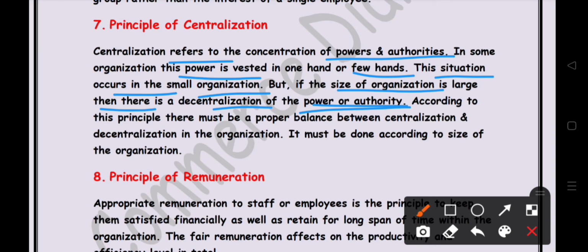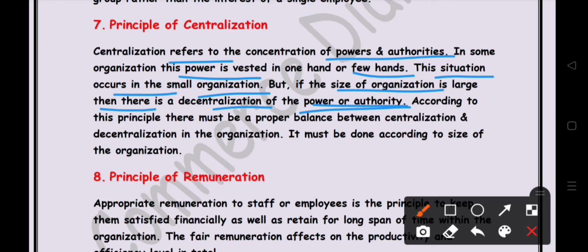So in this kind of organization, we can use centralization, which means one authority will take all the decisions, and he will give all the commands to the people working under him. But if you are working in a larger organization, then you must follow the principle of decentralization, because one person can't take decisions for all the divisions of the groups and all the divisions of your working management. So these things you have to understand.